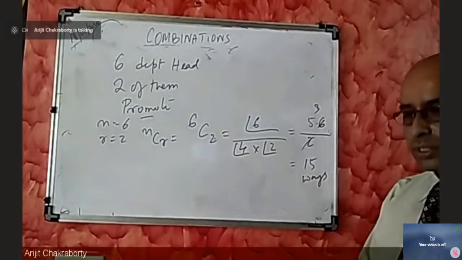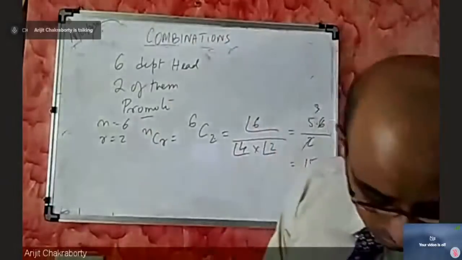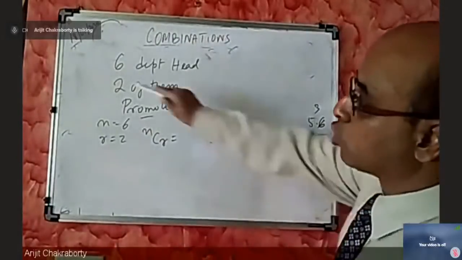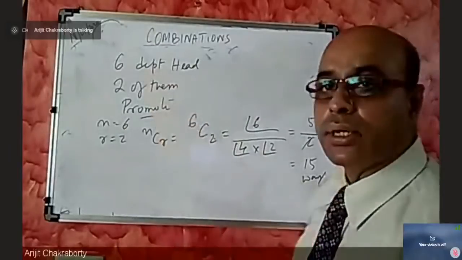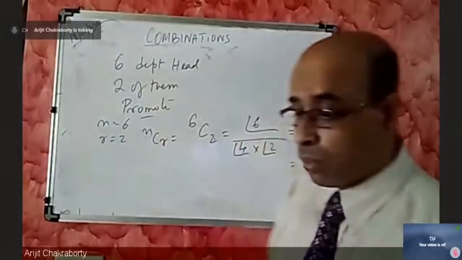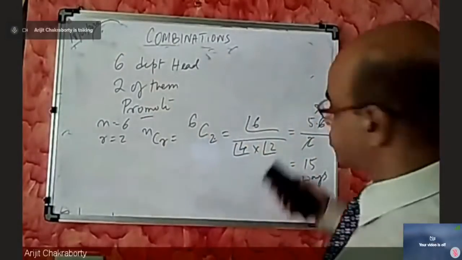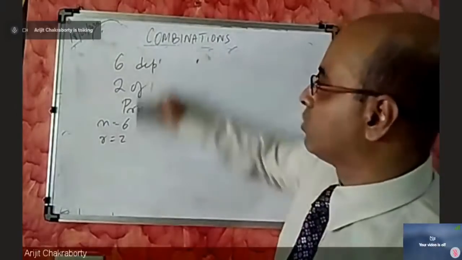15 ways. So there are 15 ways in which you can promote 2 persons out of 6 persons when there are 6 departmental heads. So this is a simple one. Now I take one more from the MTP. So this was from the test paper, the model test paper. I take one more from the model test paper.